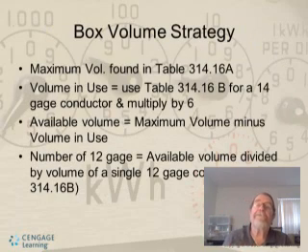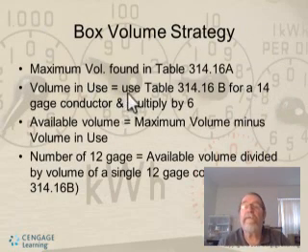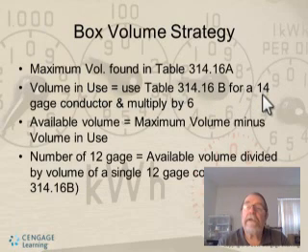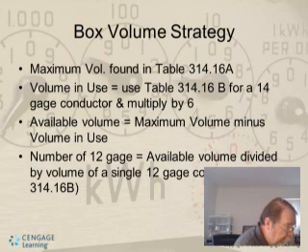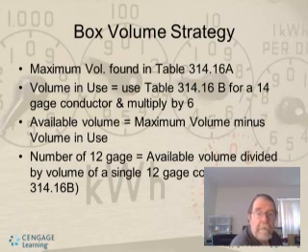Okay, what you need to do is find the volume in use. You already know that you've got 6 14 gauge conductors inside the box. So you find out what the size is. Hold on a minute. The volume for a 4x4 by 2 1/8 inch box is 30.3 cubic inches.